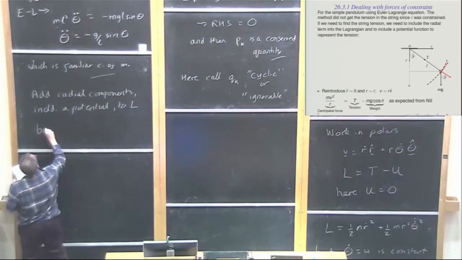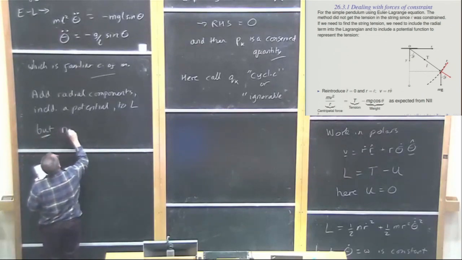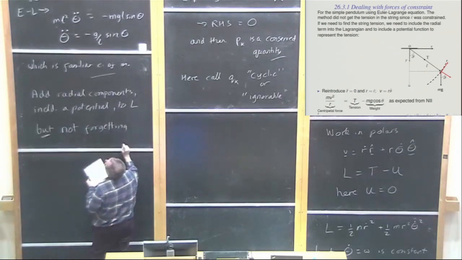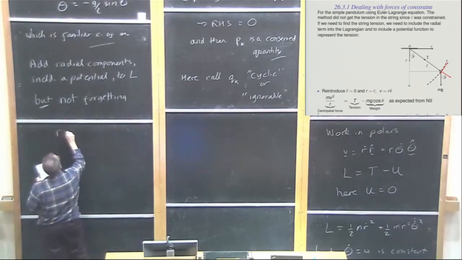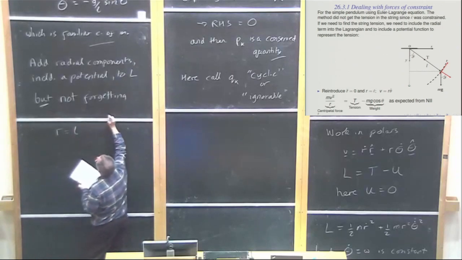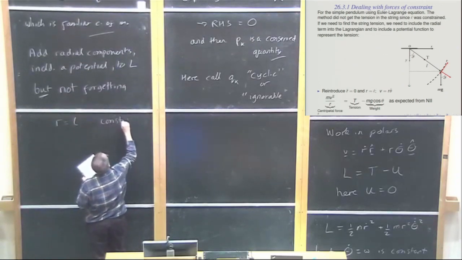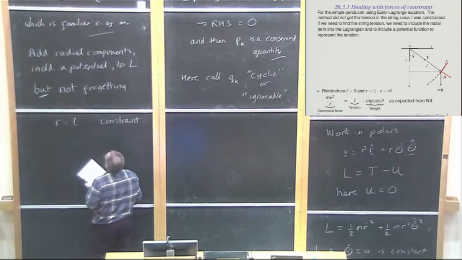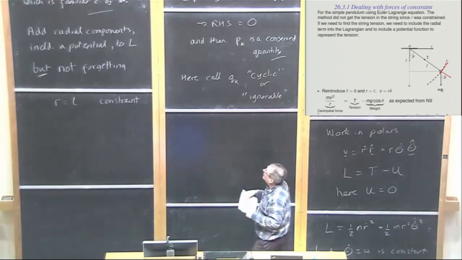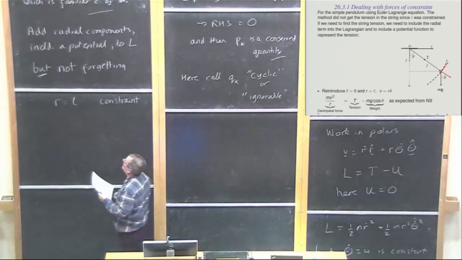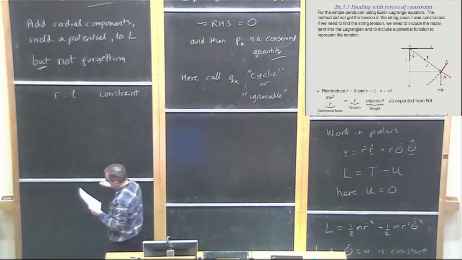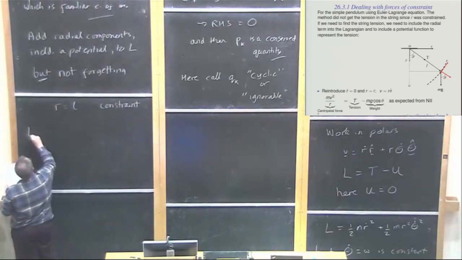But we shouldn't forget that in the end, the radial length r is fixed. The r is equal to L, the length of the string. So this is a constraint. Okay, so we allow ourselves to consider what the radial part of the Lagrangian is, but we will impose at the end that the radial length is a fixed quantity, which is L, the length of the string. Okay, so let us write down the Lagrangian in this manner.